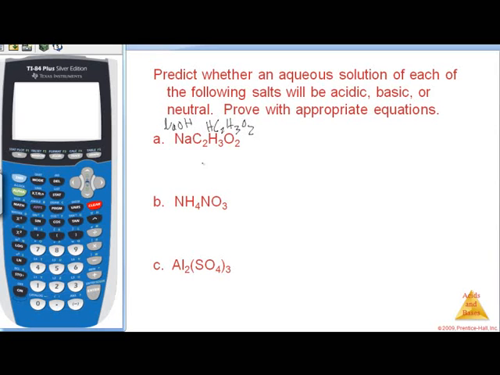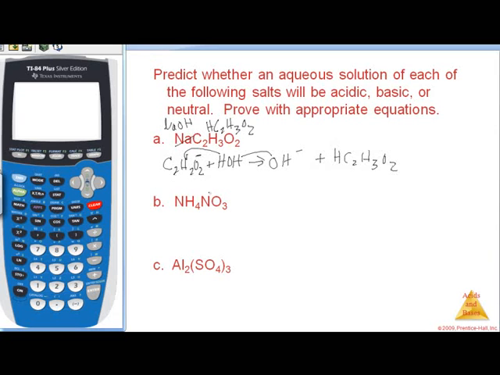Okay, so therefore I have a basic salt, so I know that I'm going to produce hydroxides, and this is going to come from HOH. The strong is a spectator, so I'm not going to use the sodium, so it's going to be the acetate ion. The hydroxide came over here, so the H plus is going to come on this, and I'm going to end up with HC2H3O2. Not too bad, right?